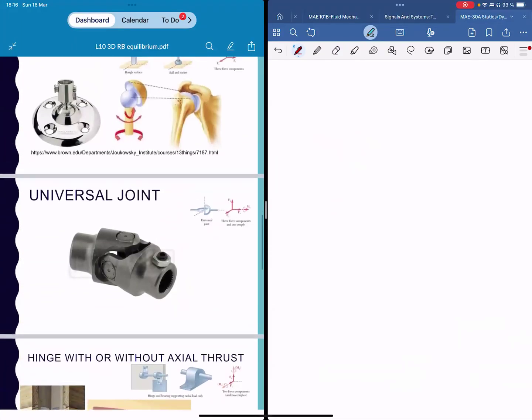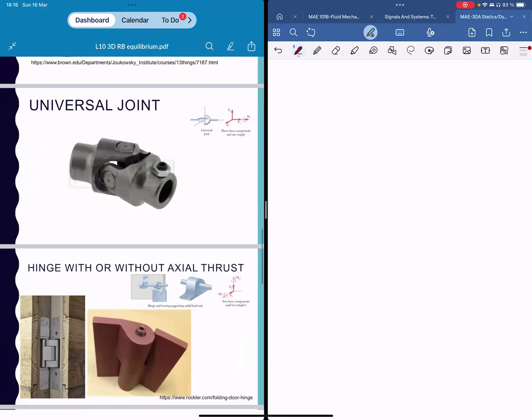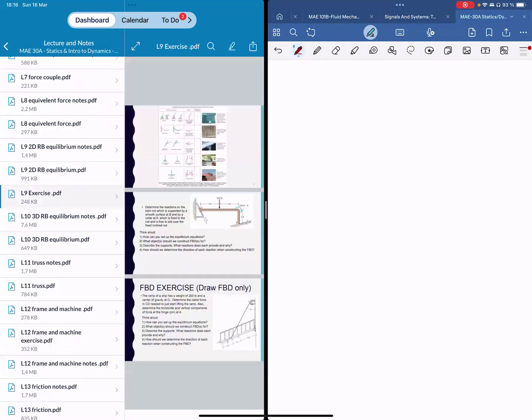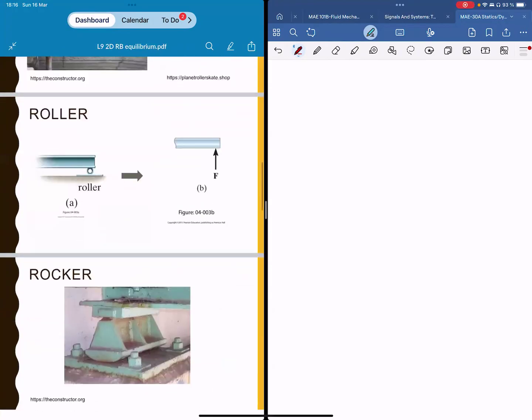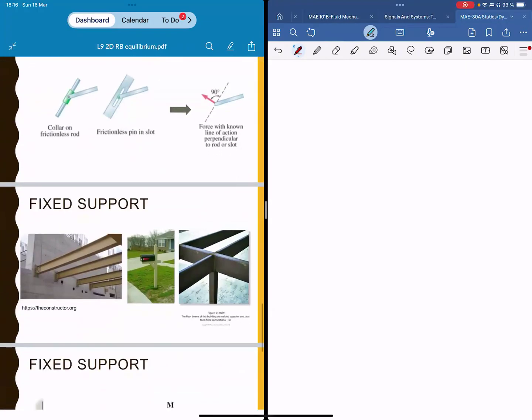The universal joint, right? This joint allows us to rotate around two different axes, but not around the third one, and it was connected by two hinges. That's, I guess, going to be an important thing on the final, and I should understand it pretty well. But going back to this 2D, we have hinges, collar sliders, fixed supports.